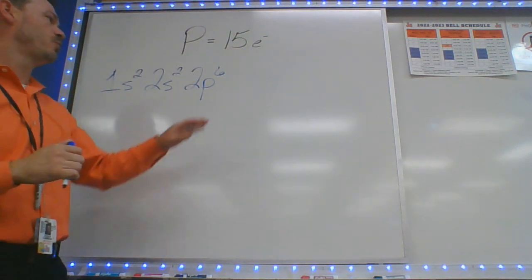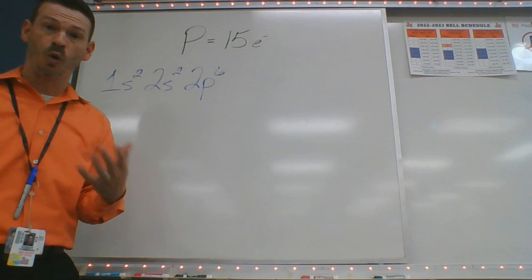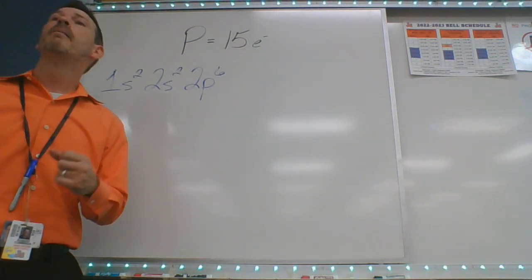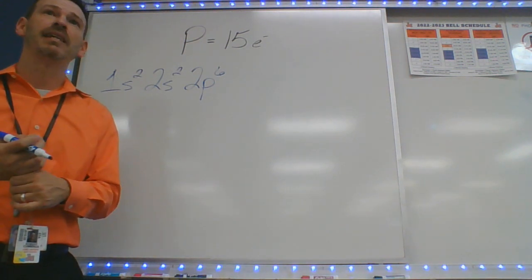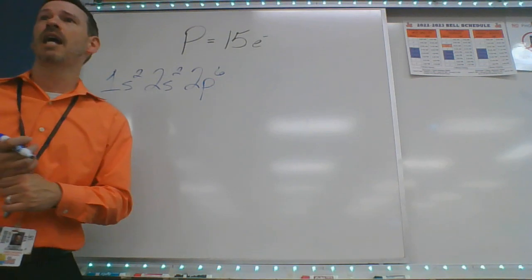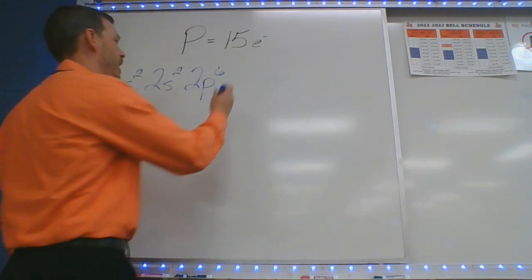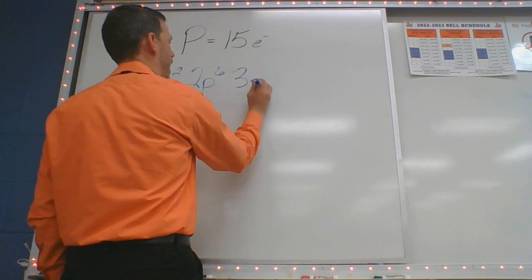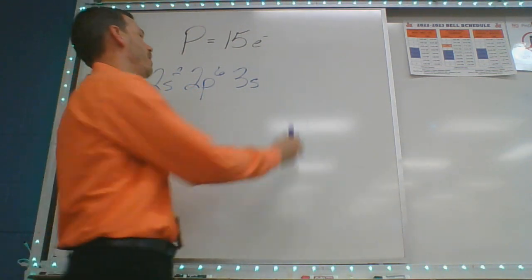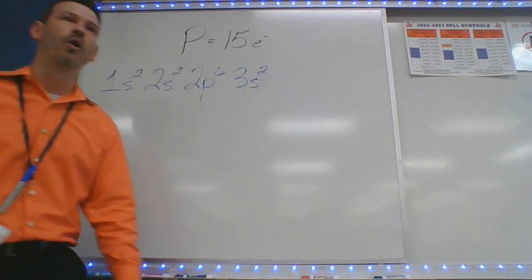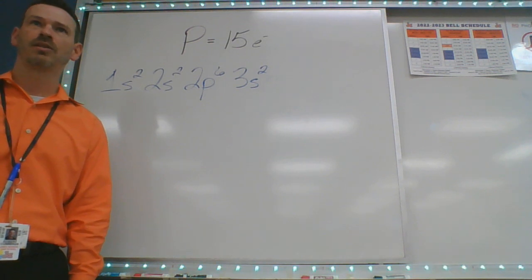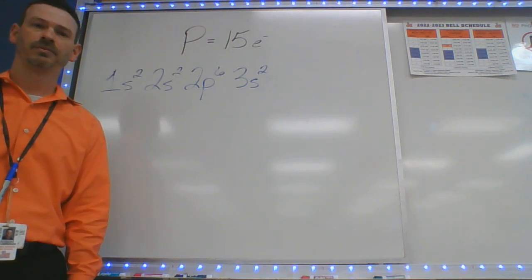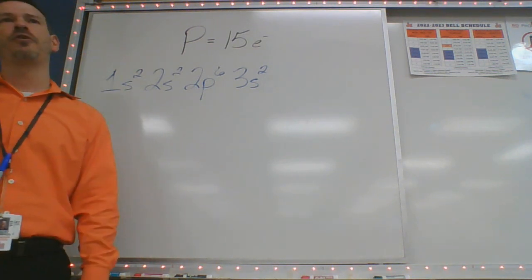So I don't want you to disconnect the fact that there's orbitals and electrons in orbitals, but counting squares is easier. What always comes after 2p? 3s. And how many squares are there in 3s? There's 2 squares. 1 orbital, 2 electrons. What comes after 3s?